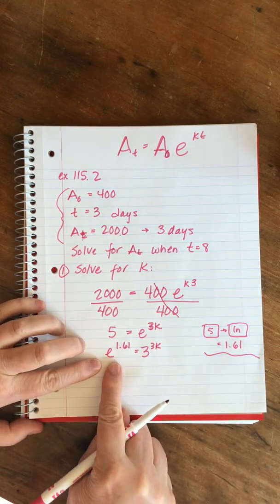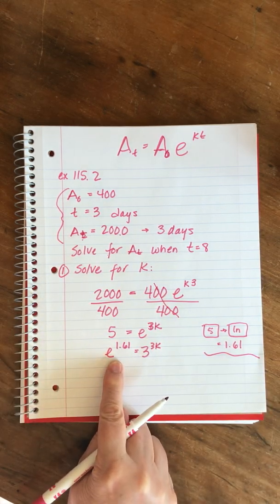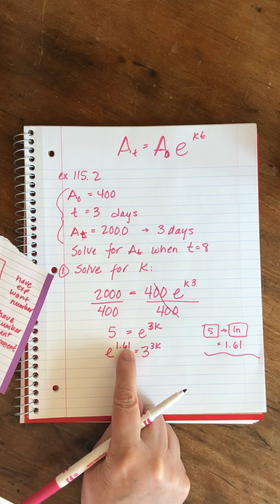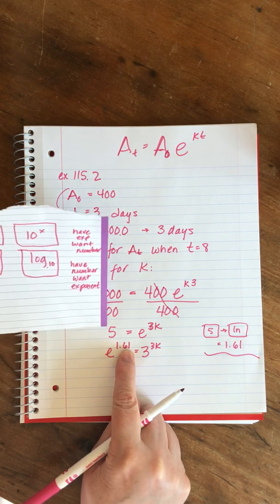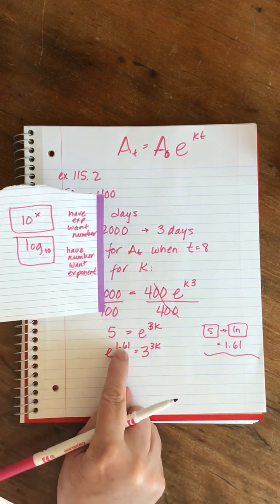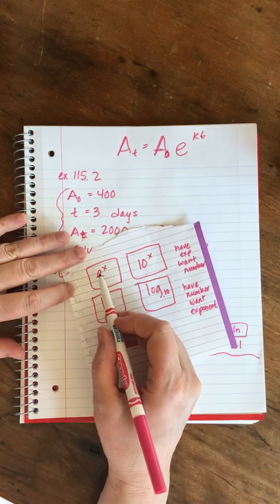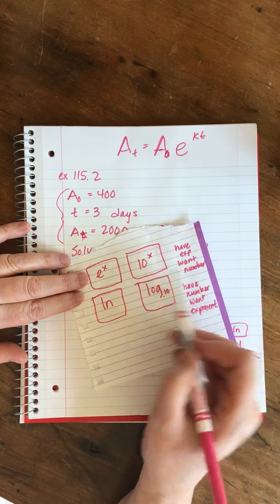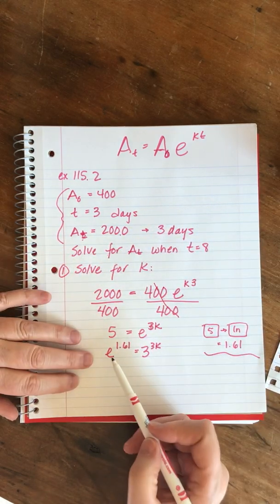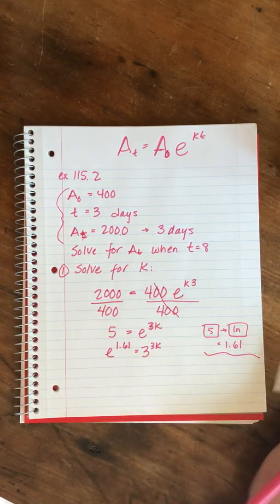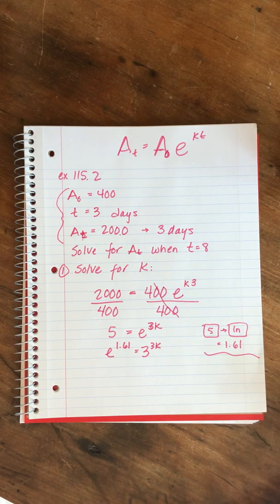If you're ever wanting to check this, you can by taking 1.61, that's the exponent, enter 1.61 into your calculator, then tap this one. We have the exponent, we want the number, and what you should get is 5 back again. That's how you can check your work if you're ever not sure that you did it the right way.